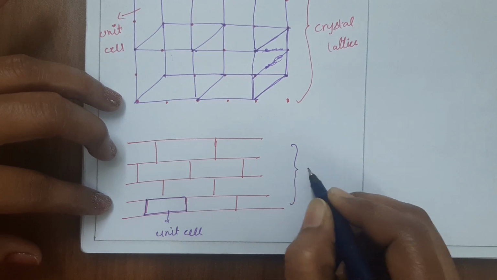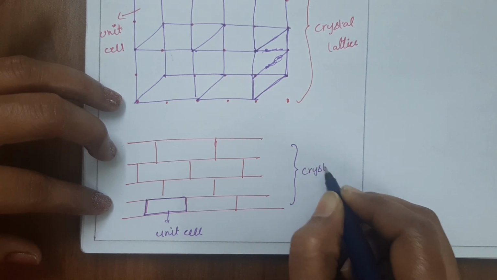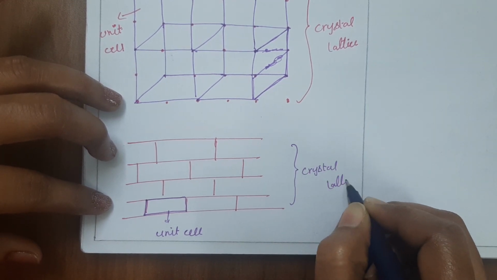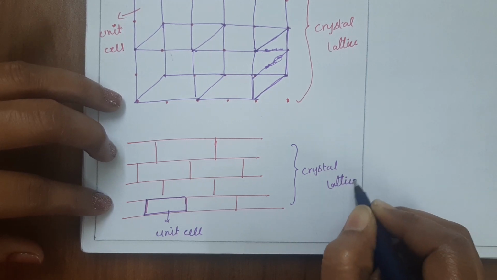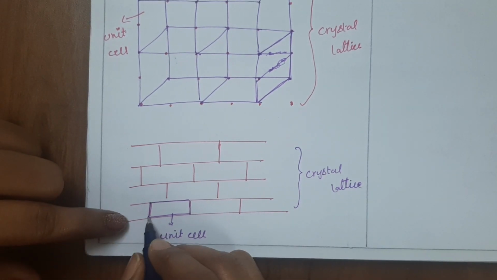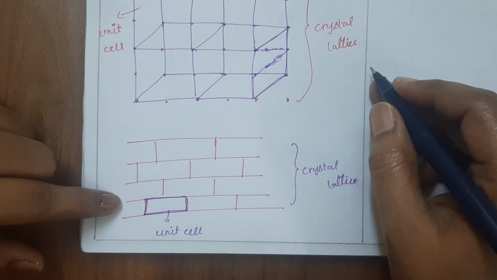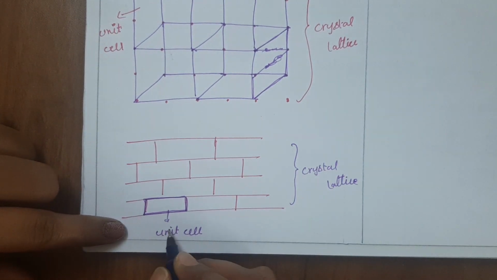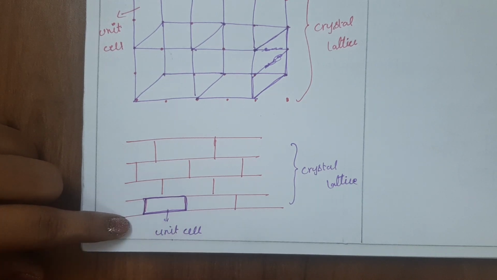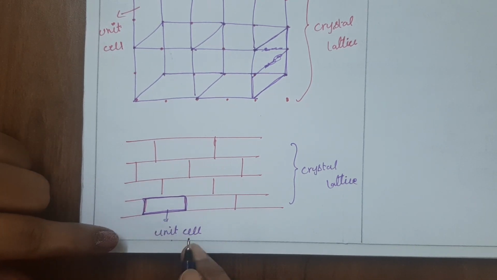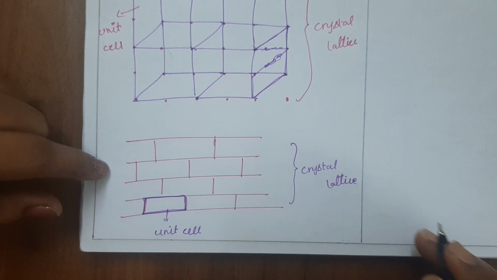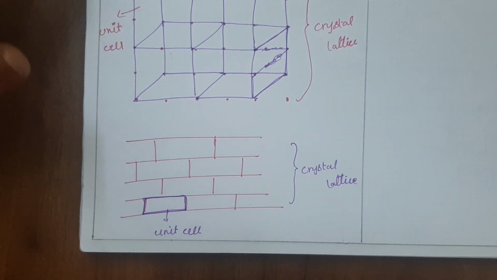That means here the wall can be considered as a crystal lattice and the bricks can be considered as a unit cell. By repeating the small units, we can construct a crystal lattice. So those small units, in this example, we can take as bricks. So here bricks are called unit cells and the wall is called a crystal lattice. It is a general example of a crystal lattice.